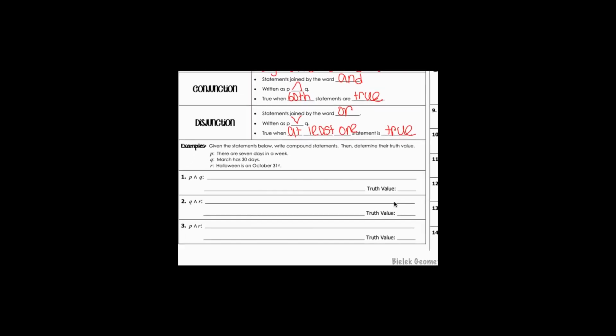Okay, so a little bit of practice with this. So they're going to give you some different statements. So they give you that P is there are 7 days in a week. So just to make a little side note for us, we're just going to write down that is true. March has 30 days. That's false. There's 31. And then Halloween is on October 31st. That is true.